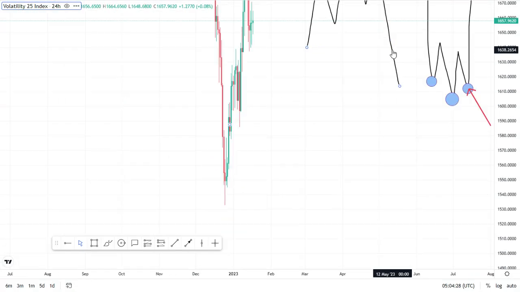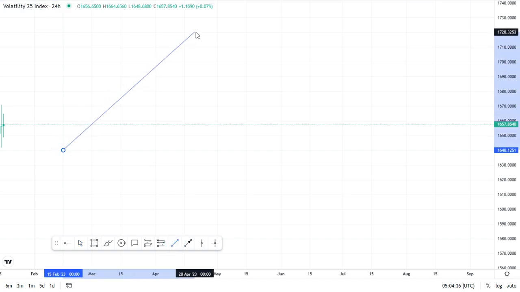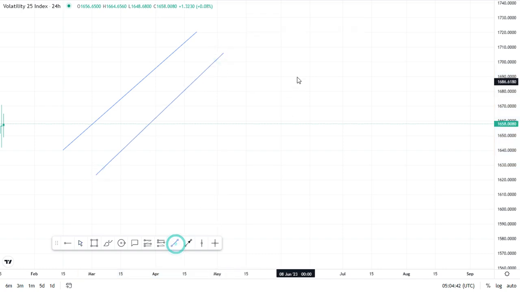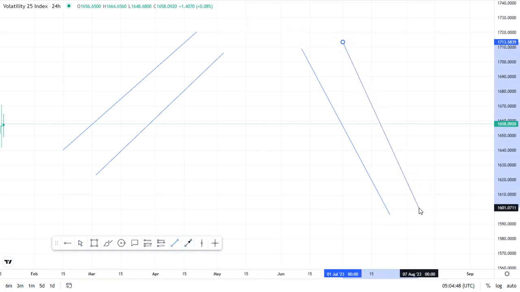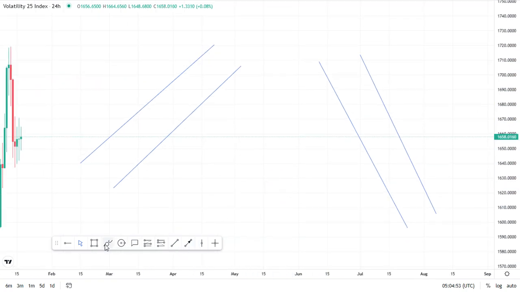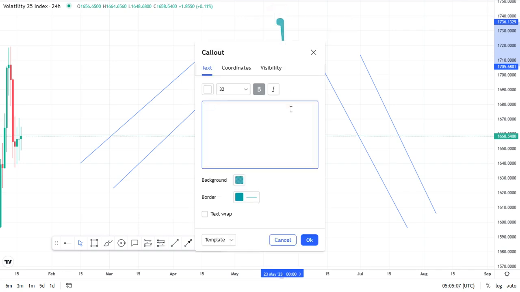So the next pattern I'm going to be sharing is the ascending channel and descending channel. Now, this channel, you need to understand how they work. Okay, you need to understand how they work.